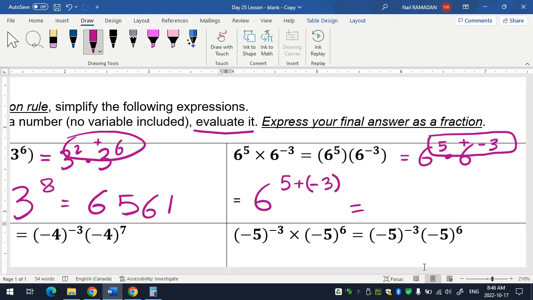What's 5 plus minus 3? It's practically 5 minus 3, which is what? 2. So 6 to the 2. What would that be? 6 times 6. 30. Uh, 36.